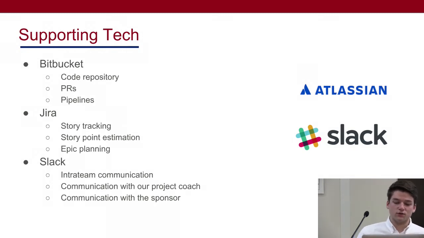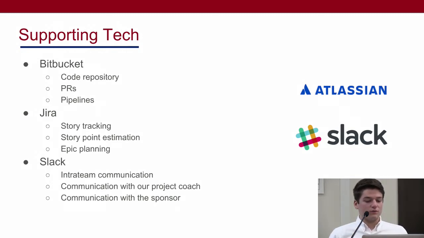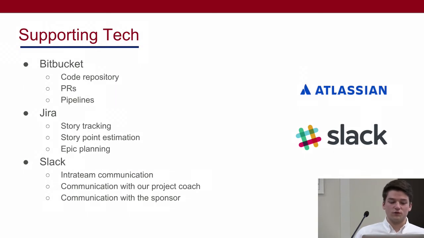So for process and story tracking, we're using Jira, which gives us powerful tools that save us time, such as story point estimation, epic planning, and sprint reporting with Velocity and all the other stuff you get with Jira.